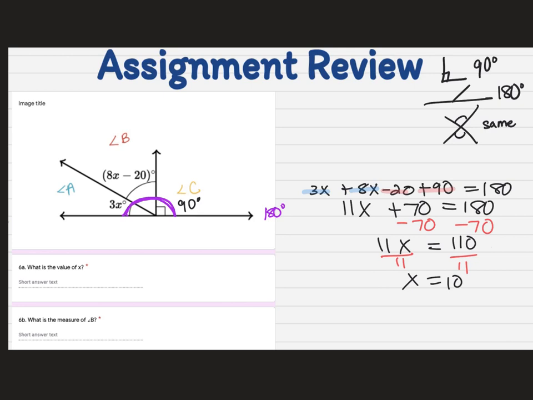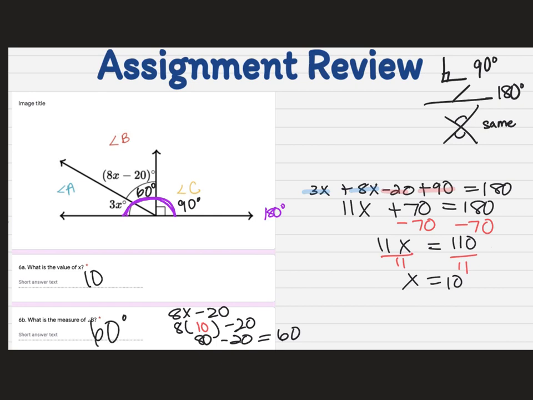So our first question, what is the value of x? X is equal to 10. And then our second question, what is the measure of angle B? So if I look at angle B, it tells me it is 8x minus 20. So now we need to plug in 10, because 10 is the value of x. We're going to plug in 10 where x is. So that's going to leave us with 8 times 10 minus 20. 8 times 10 is 80, minus 20 is 60. So angle B right here is 60 degrees.